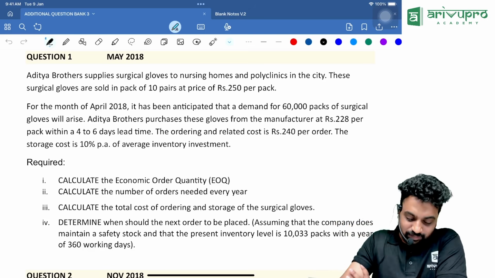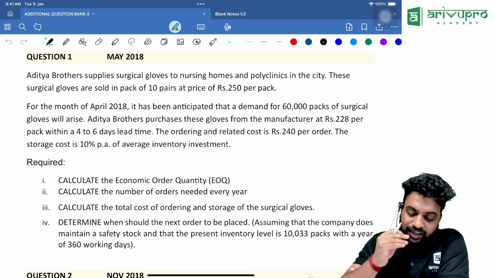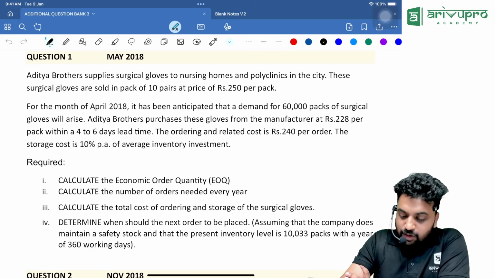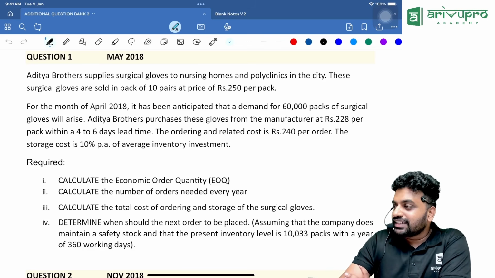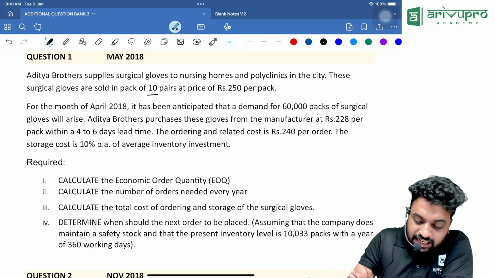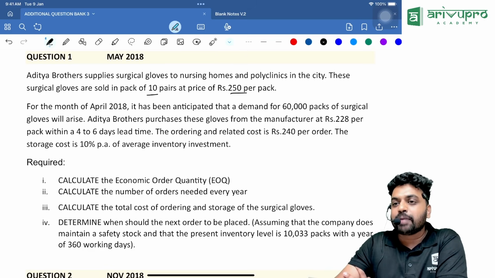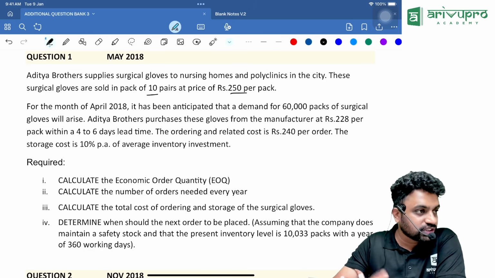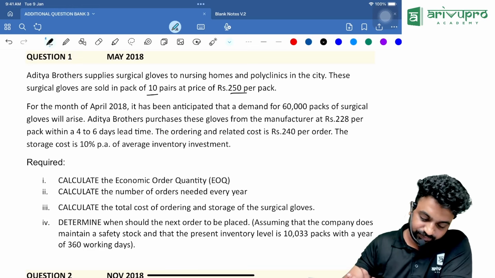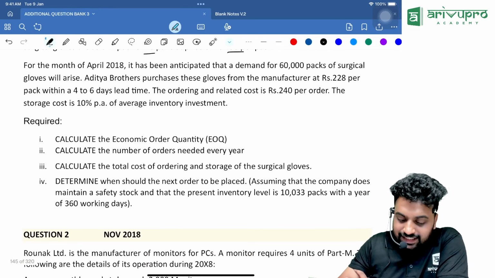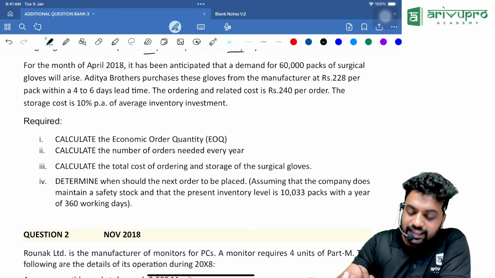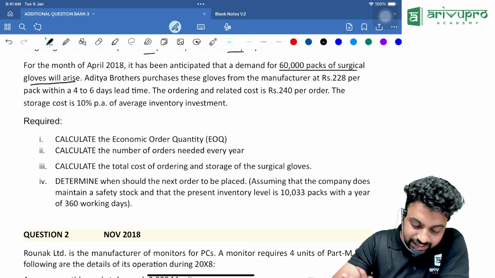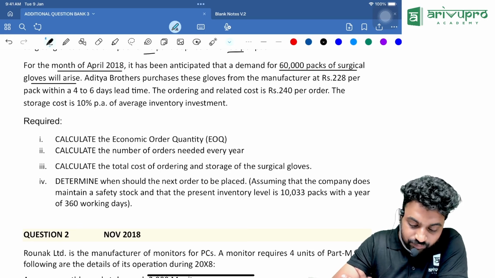Listen, everyone. Aditya Brothers supplies surgical gloves to nursing homes and polyclinics in the city. These surgical gloves are sold in packs of 10 pairs at a price of 250 per pack. So one pack will consist of 10 pairs of gloves, so how many gloves? 20 gloves. For the month of April 2018, it has been anticipated that demand for 60,000 packs of surgical gloves will arise.